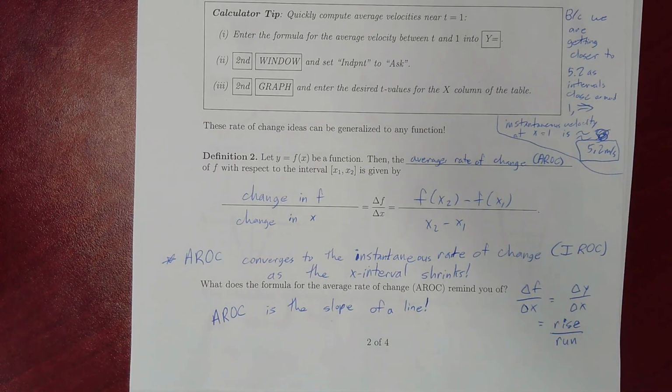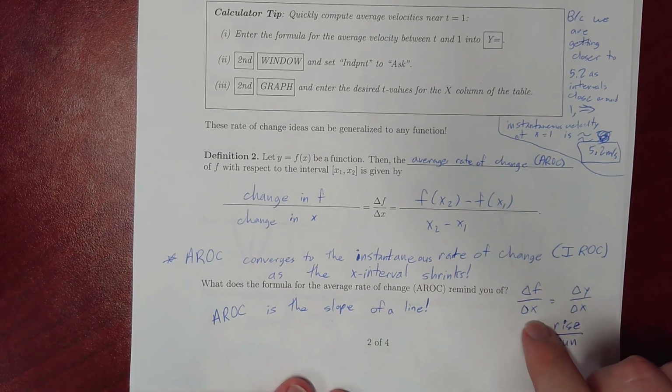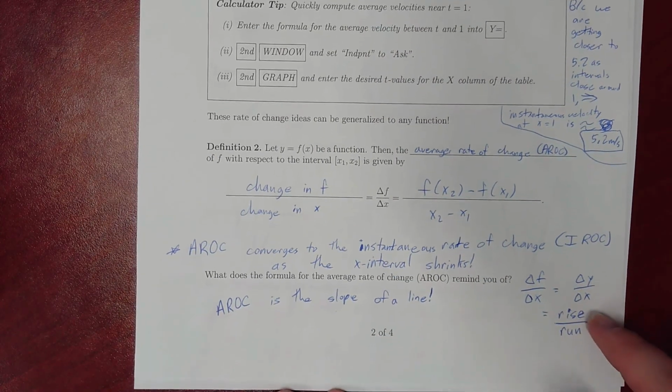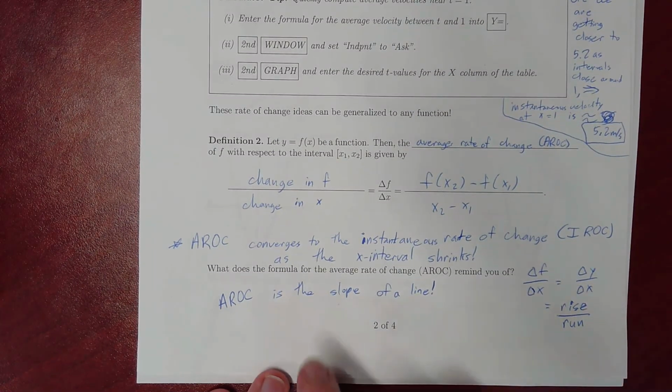But this should remind you of a formula you've seen before. If you're looking at delta f over delta x, essentially that's the same as delta y over delta x, which is just the rise over the run. So the average rate of change, in essence, is the slope of some line. What line, you ask? Well, we'll see that on the next page.